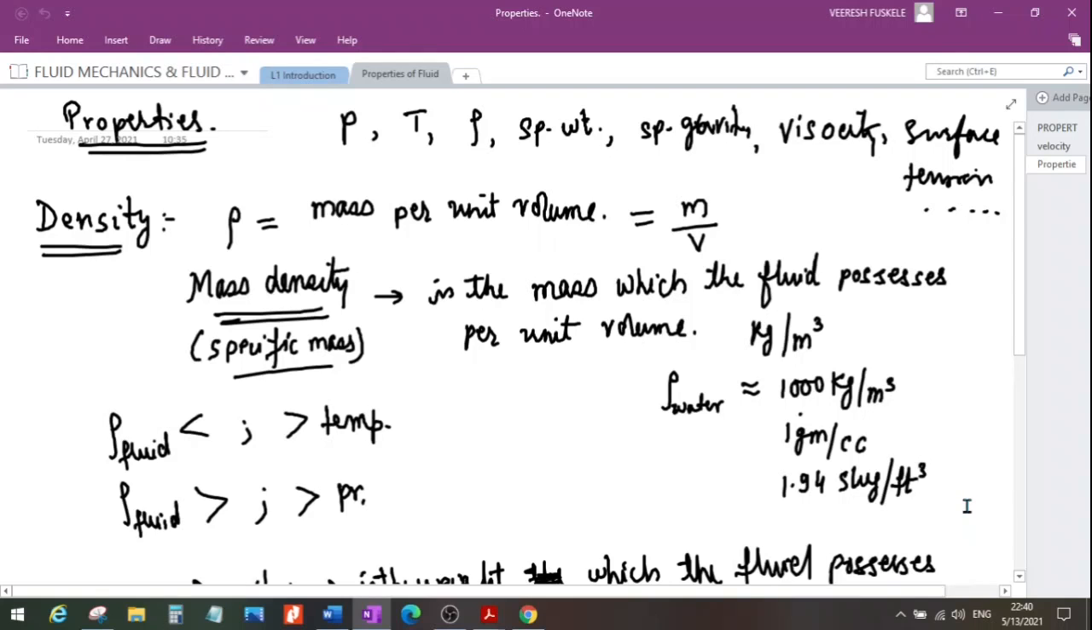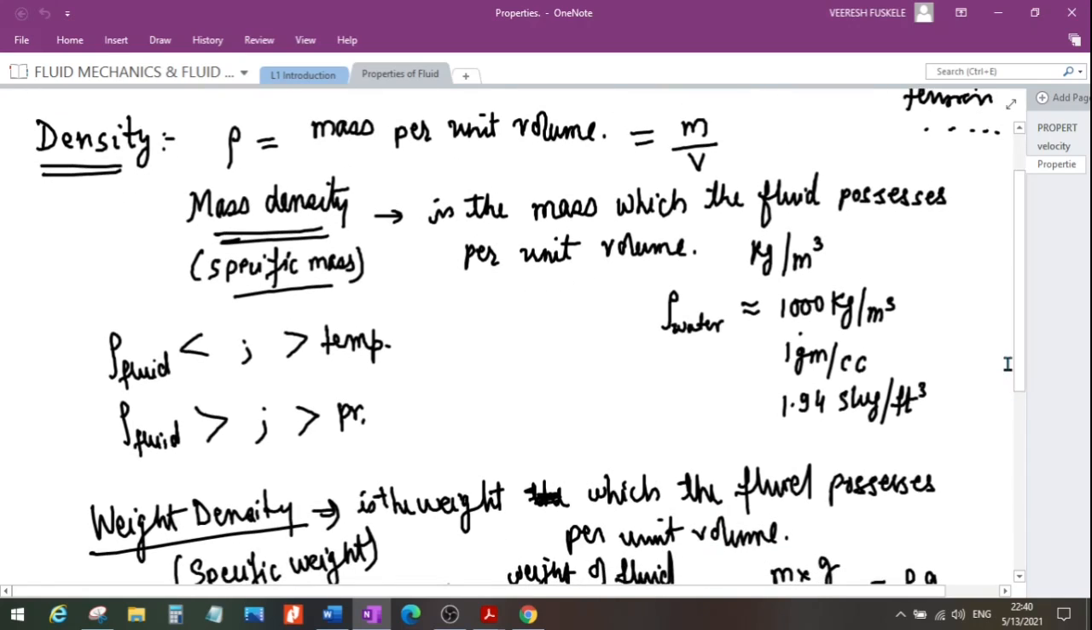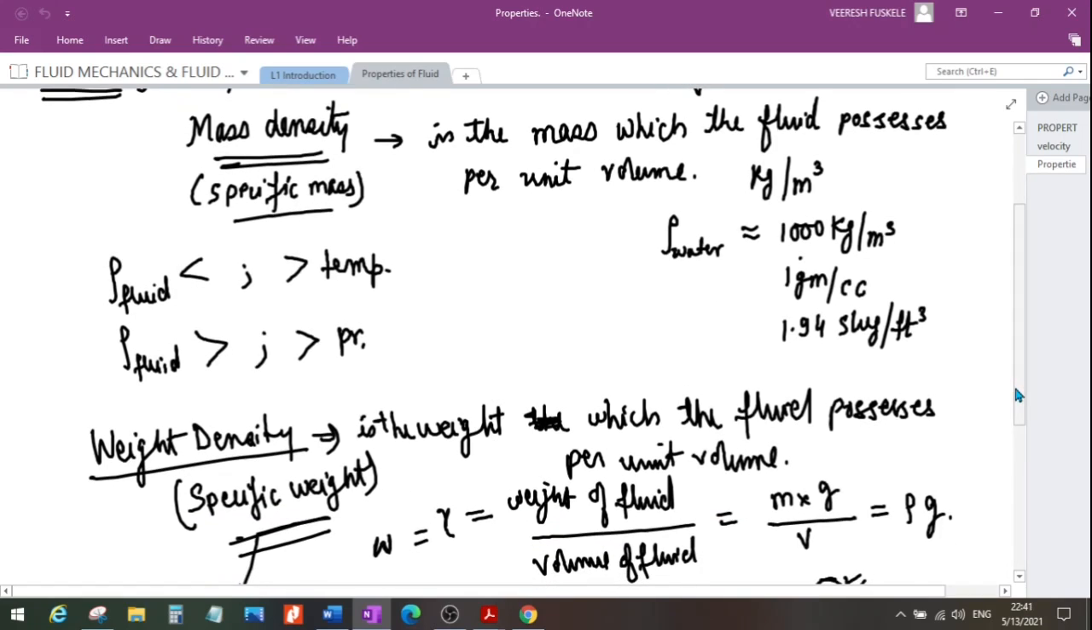So in the last class we were discussing the properties of fluid. We discussed density. We defined density as mass per unit volume. This density is basically the mass density or the specific mass. It is the mass which the fluid possesses per unit volume. And we also discussed that the density of the fluid decreases with the increase in temperature and increases with the increase of pressure, right?